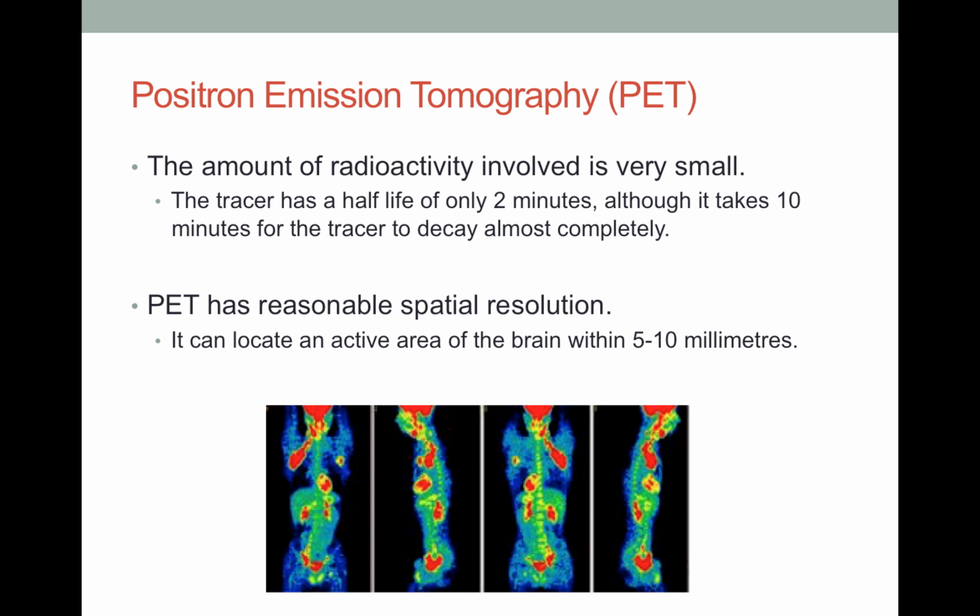The amount of radioactivity involved in PET is very small. The tracer has a half-life of only 2 minutes, although it takes 10 minutes for the tracer to decay almost completely. PET has reasonable spatial resolution. It can locate an active area of the brain within 5 to 10 millimeters.